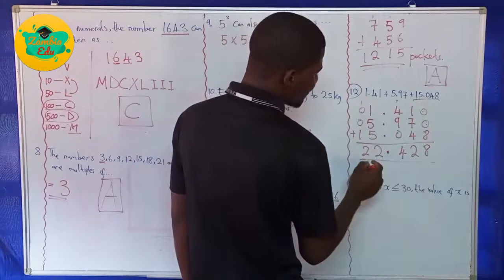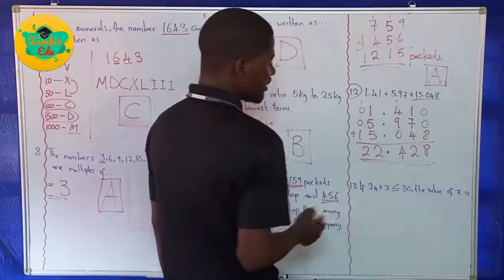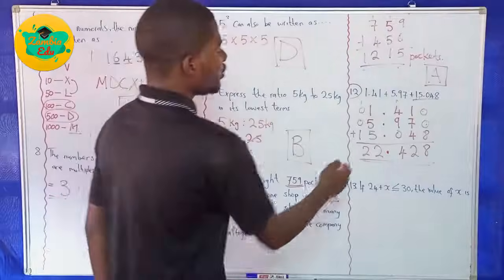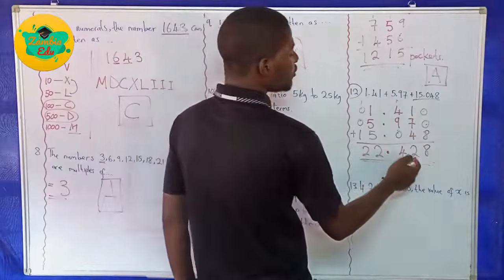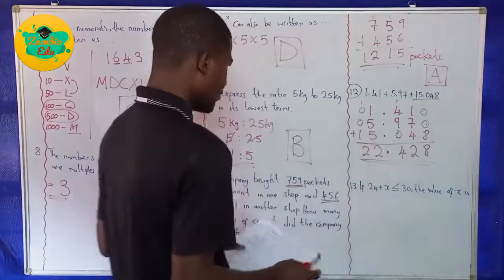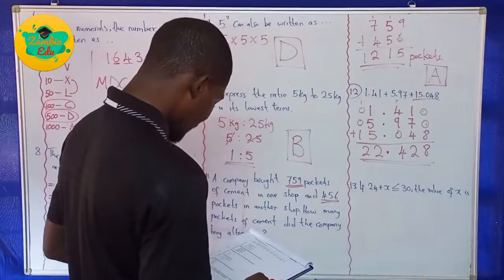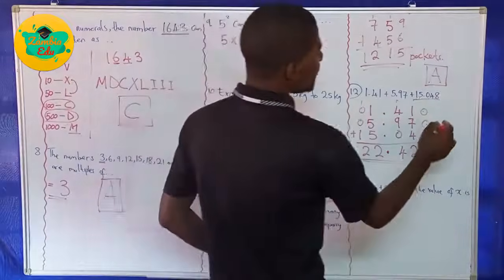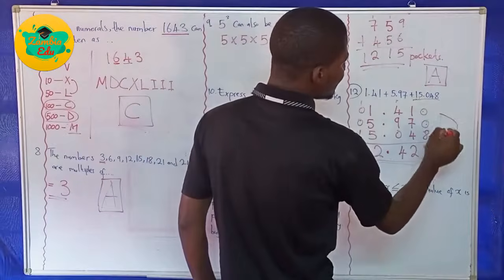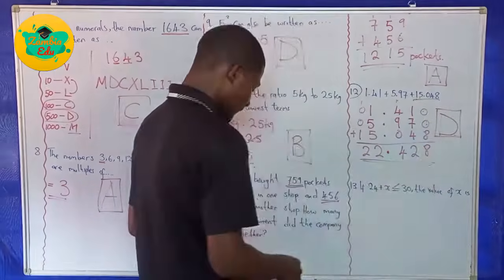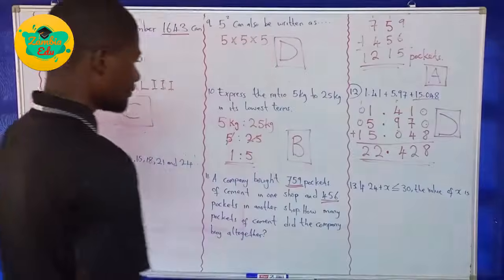And you have your answer there as 22.482. Pardon me, 22.428. That's how you read it. And that answer, 22.428, was represented on D. So our answer there is D for question number 12.